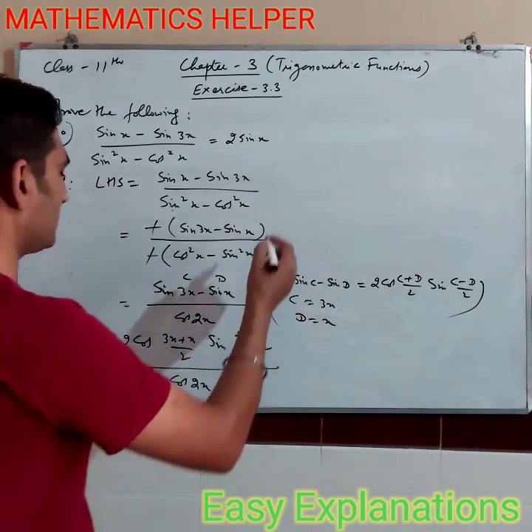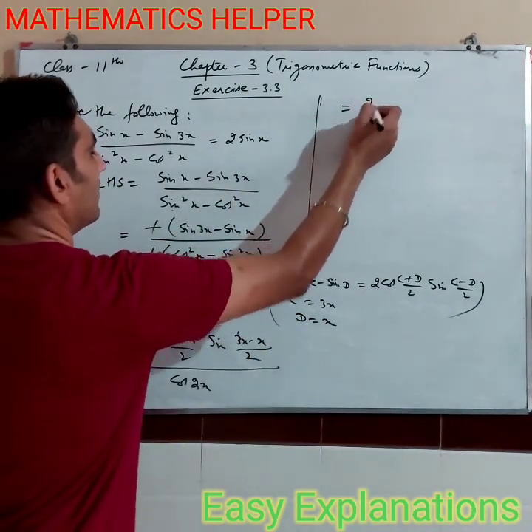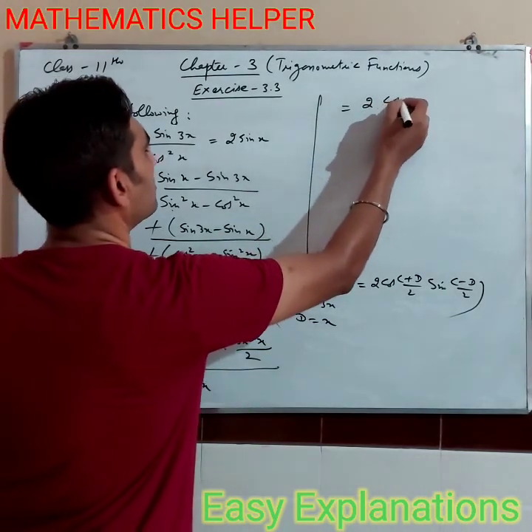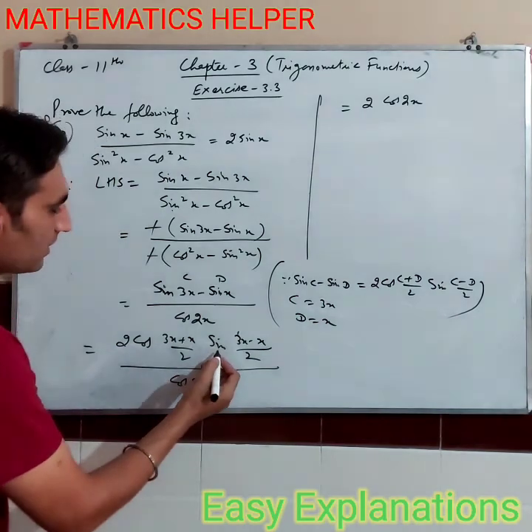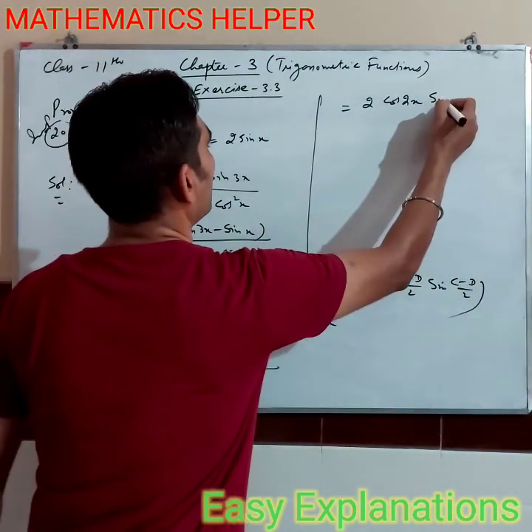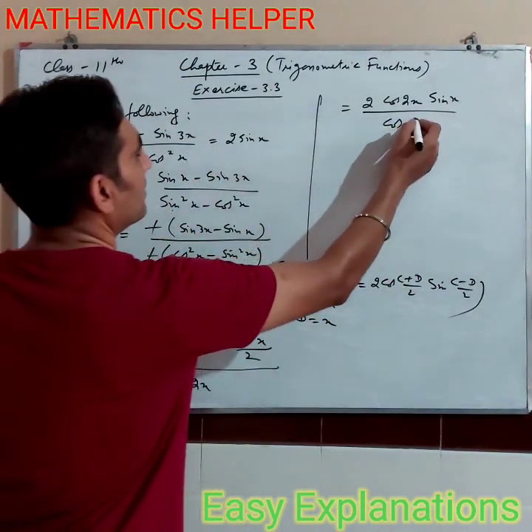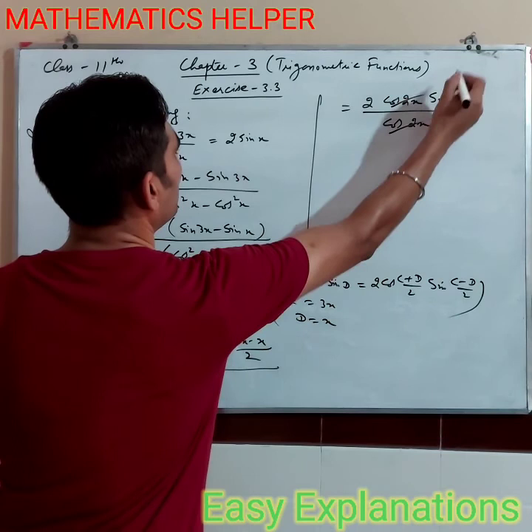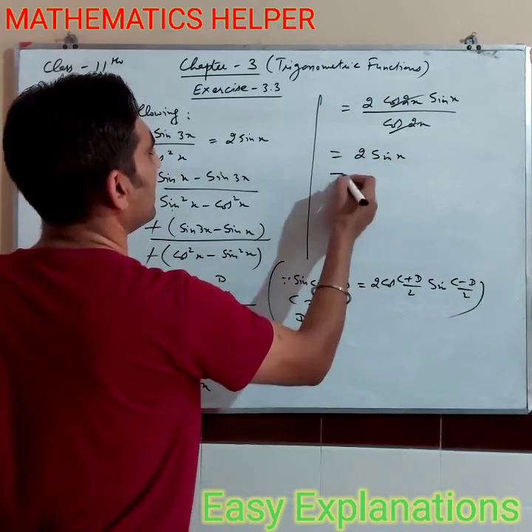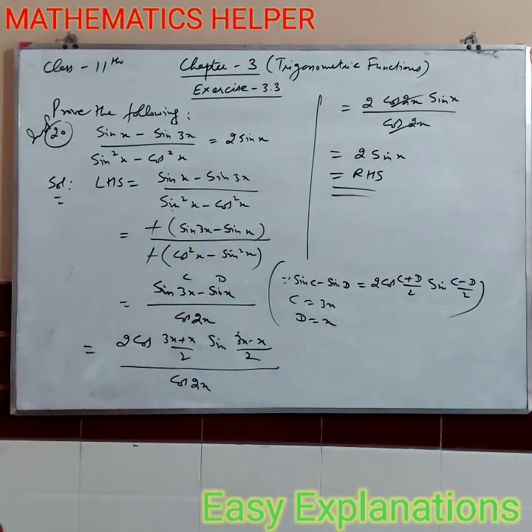Now further, if we see what the answers of these are, it is 2 cos, 4x over 2 will give 2x, so it is cos 2x. And here sine (3x minus x), 2x over 2 will give x, so it is sine x over cos 2x. And we can cancel cos 2x with cos 2x and we are left with 2 sine x, which is exactly the same as the right side of equality. This was question number 20.